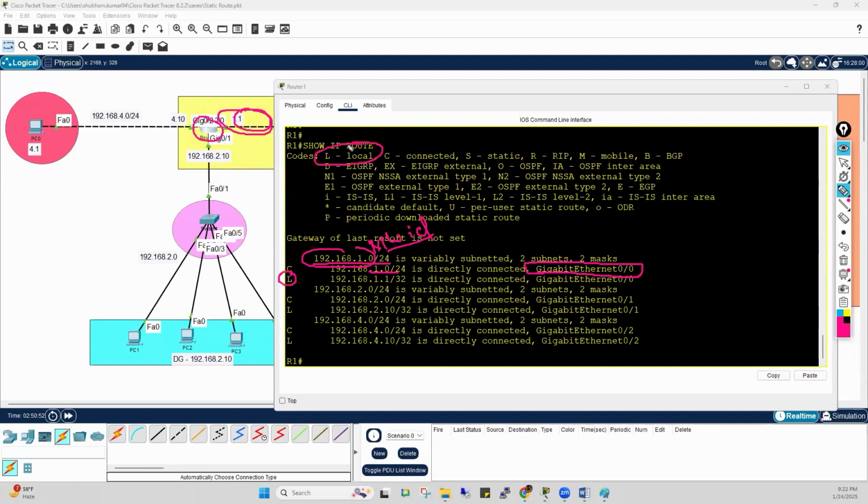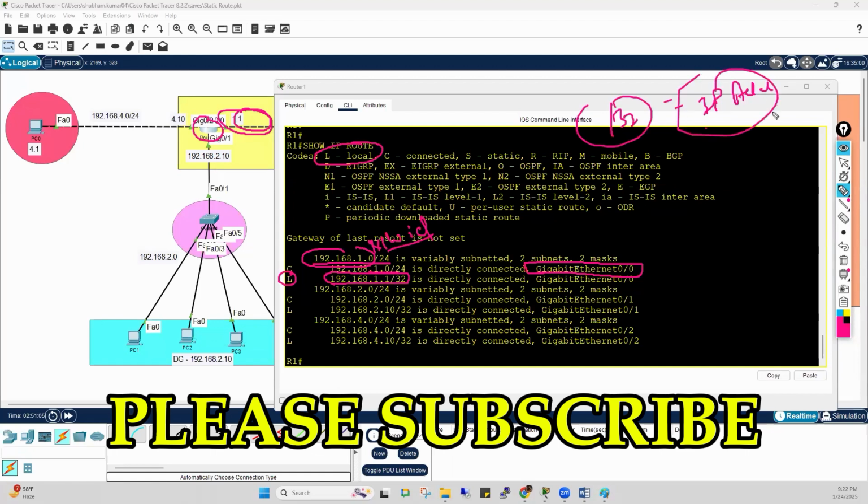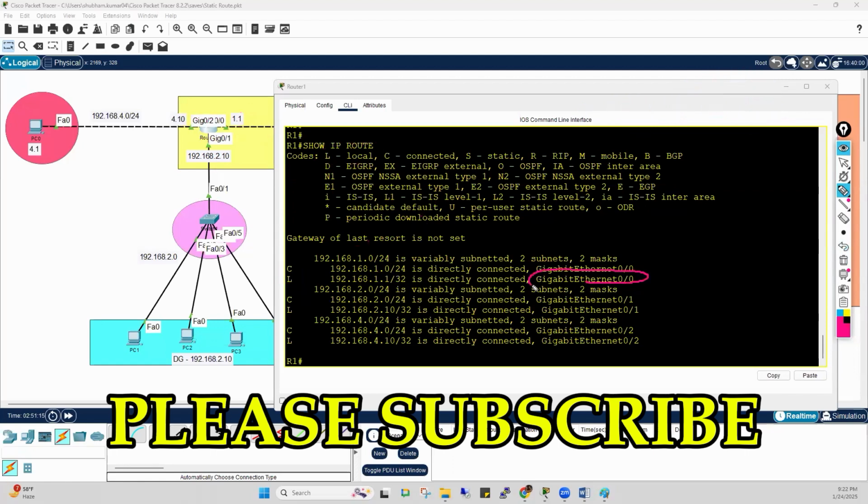Now, here you see L means what? L means local. Local means, see here, 192.168.1.1/32. I already told you, if you remember the subnetting, /32 means that is a specific IP address. Getting my point? So 192.168.1.1/32, I already assigned on which interface? See here, gig 0/0. On gig 0/0, I assigned this IP address. So C means that is the complete network ID. Clear? And L means that is locally configured here. So locally I configured this IP address.